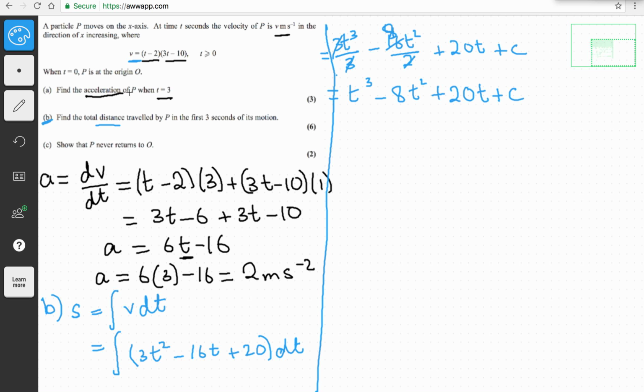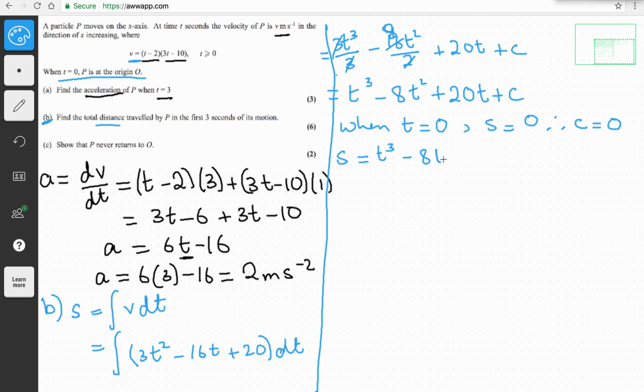Here they have told us in the question that when t equals 0, P is at the origin O, which means that when t equals 0, s, which is the displacement from the origin, is also 0. And therefore c equals 0. So we can simplify this and write it down as s equals t cubed minus 8t squared plus 20t. That's it.